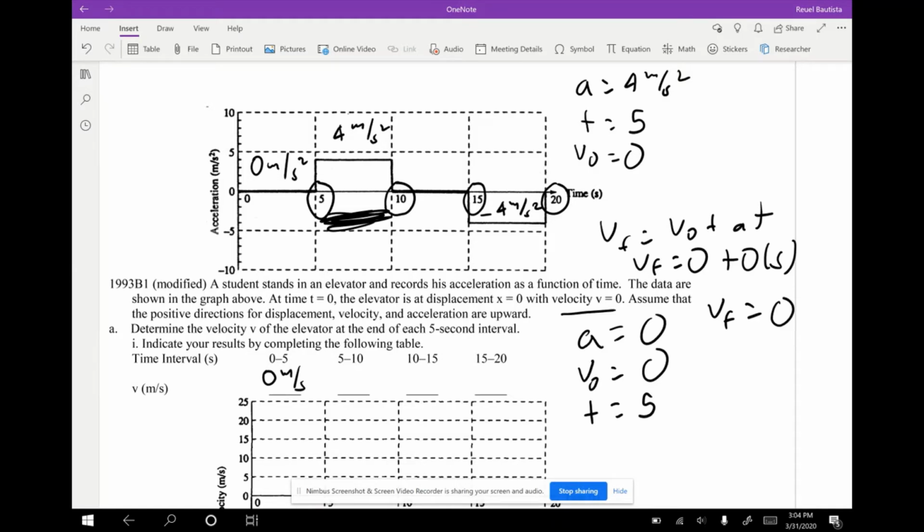Okay. Now, this should be pretty simple. For the third interval at 15 seconds, I want you guys to find what the speed would be. What would be the speed of this elevator at 15 seconds? Type in your answer once you figure it out.